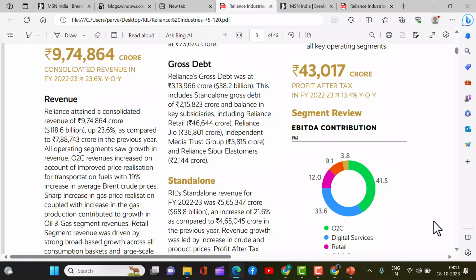Okay, no. This includes the standalone gross debt of Twitter. Because Reliance has many other companies, subsidiaries, all put together, their debt is 3,13,000, and the standalone Reliance itself has a debt of 2,15,000, and they give the debt segment wise. Reliance Retail, the debt is 46,000. Reliance Jio, 36,000. Independent Media, 5,000, and some more companies. So these are all the subsidiary companies which have been consolidated along with Reliance. Okay.